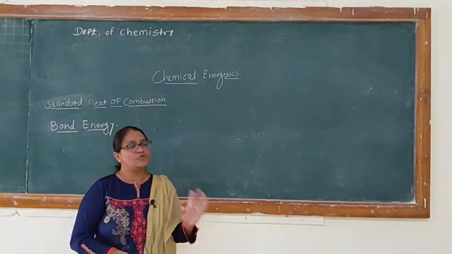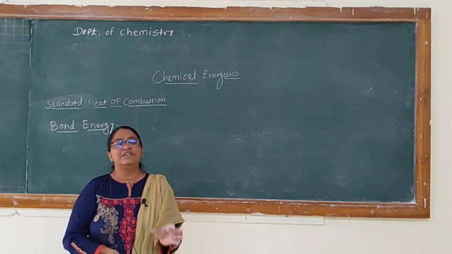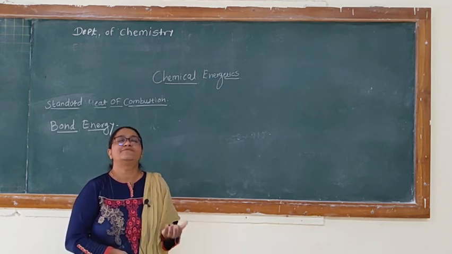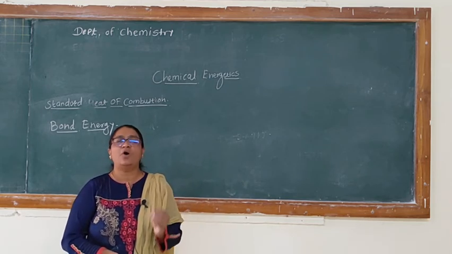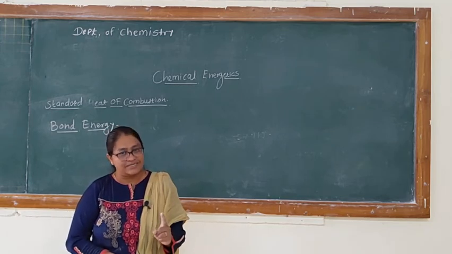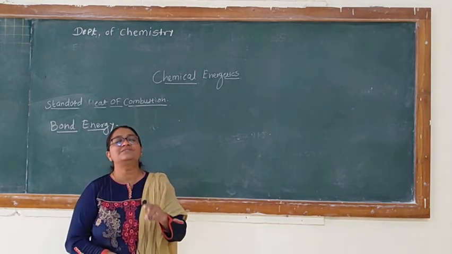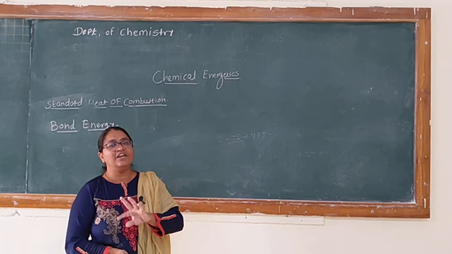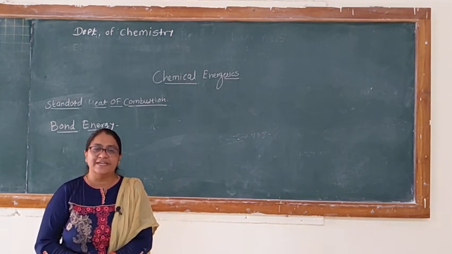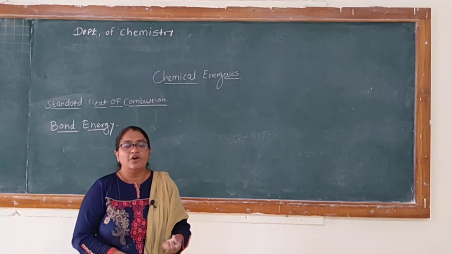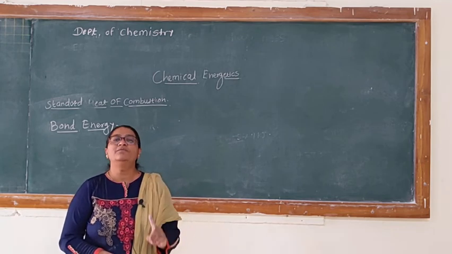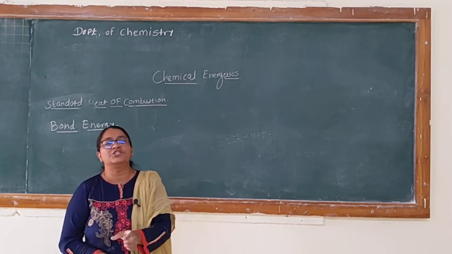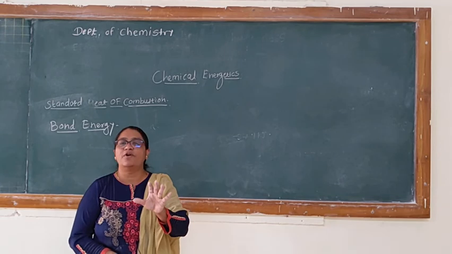The first way of definition: the bond energy is defined as the amount of energy or heat either evolved or absorbed during the formation of 1 mole of bond from their gaseous atoms. This is the first way. The second way is, again, the bond energy is defined as the amount of energy either evolved or absorbed when 1 mole of bond is broken down into their gaseous atoms. That is called the bond energy.